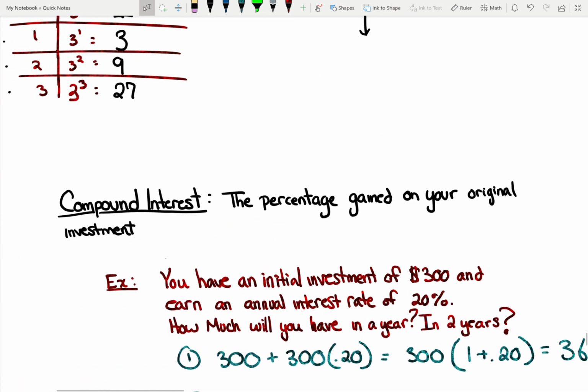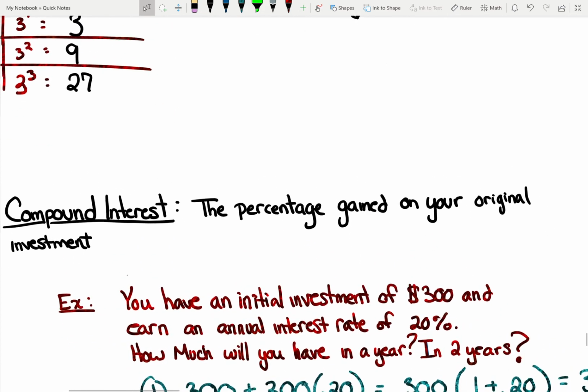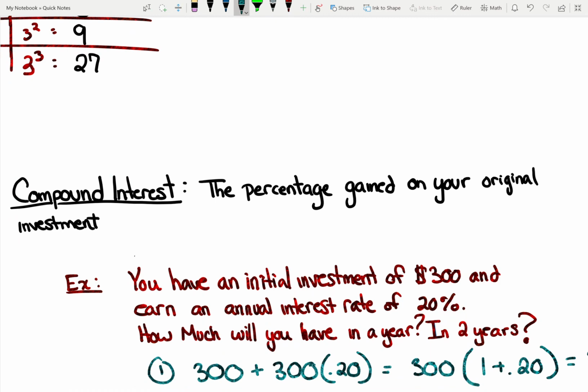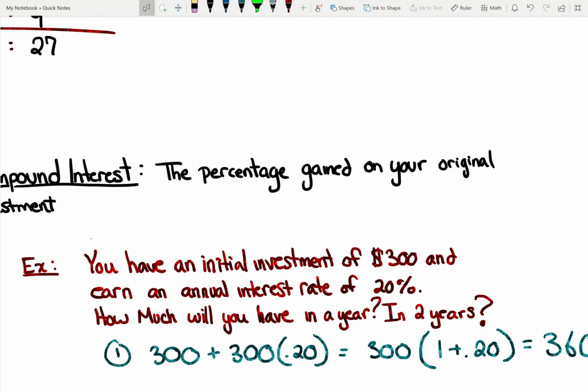Alright guys, so for this topic we're going to be talking about compound interest. So what is compound interest? Compound interest is pretty much how much additional money you gain based on your initial investment. Here's an example. You have an initial investment of $300 and you earn an annual interest rate of 20%. How much money will you have in a year?